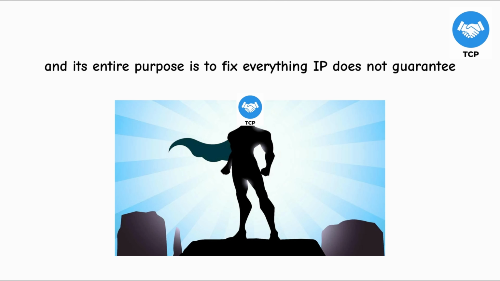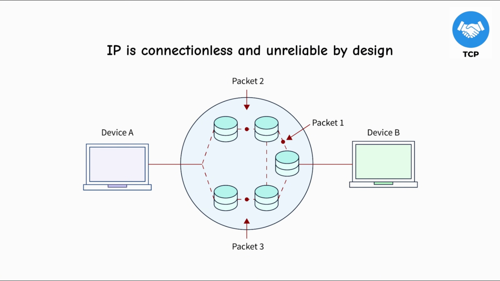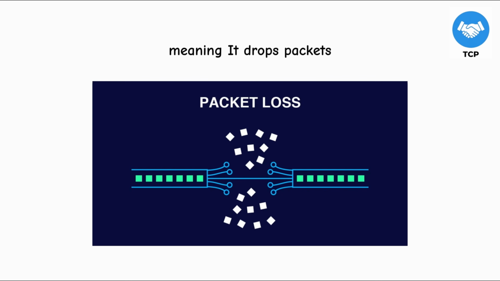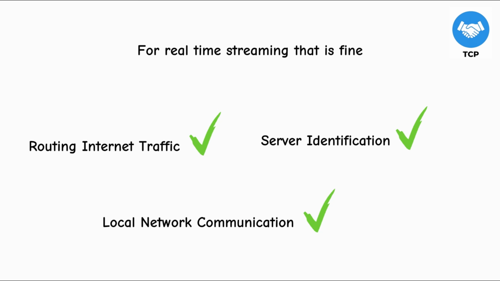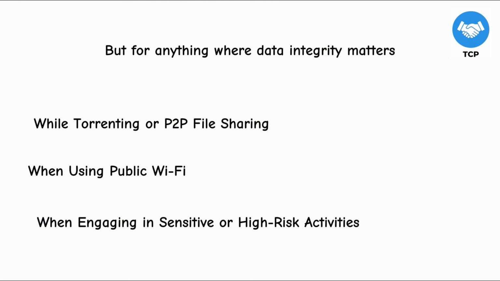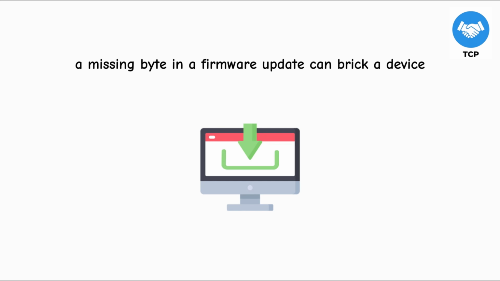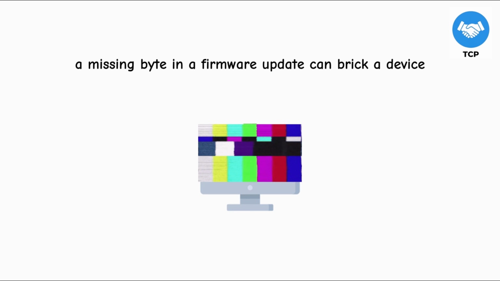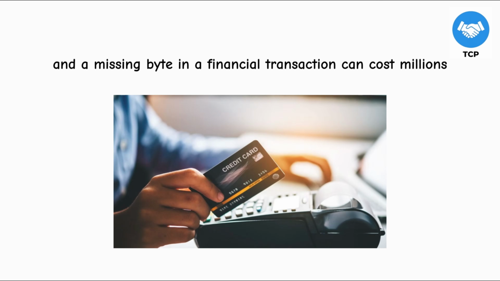TCP stands for Transmission Control Protocol, and its entire purpose is to fix everything IP does not guarantee. IP is connectionless and unreliable by design, meaning it drops packets, reorders them, duplicates them, and does not care at all. For real-time streaming, that is acceptable, but for anything where data integrity matters, a missing byte in a firmware update can break a device, and a missing byte in a financial transaction can cost millions.